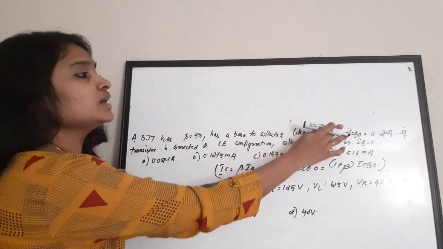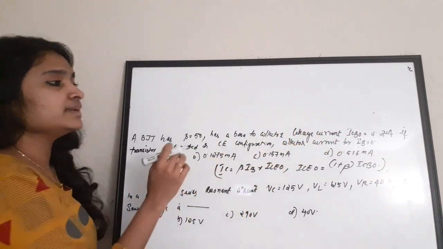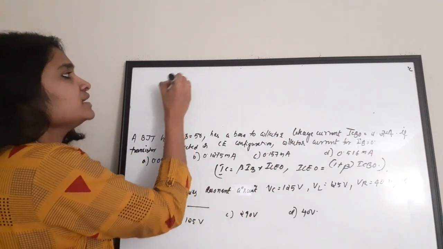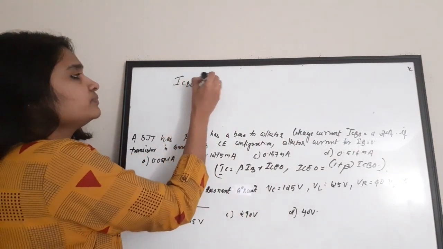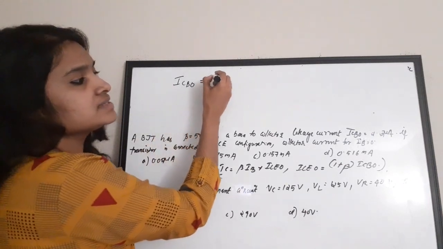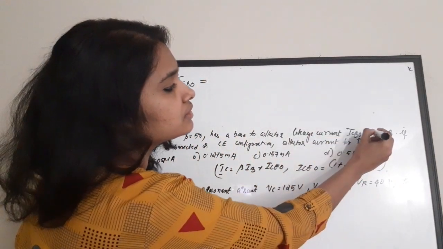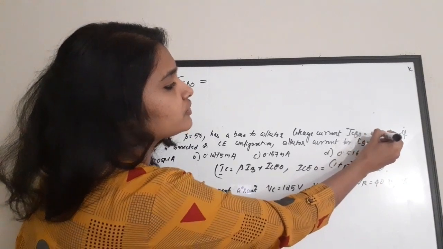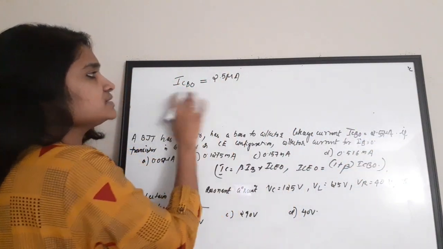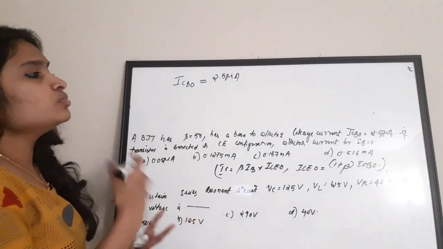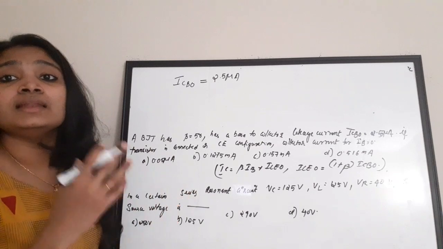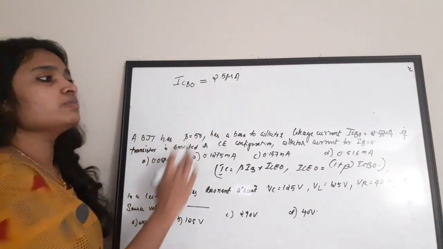So if you don't understand what is a base to collector leakage current, they have also given it in terms of the expression, that is ICBO. It is the reverse saturation or leakage current as 2.5 microampere. I'll write it here for you to see it more clearly. So the base to collector leakage current is 2.5 microampere.